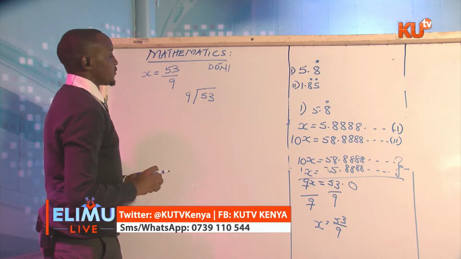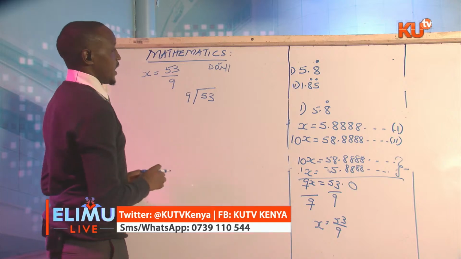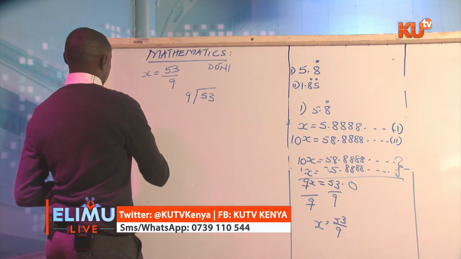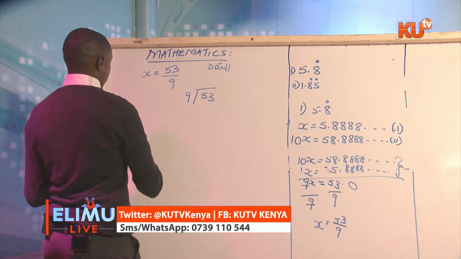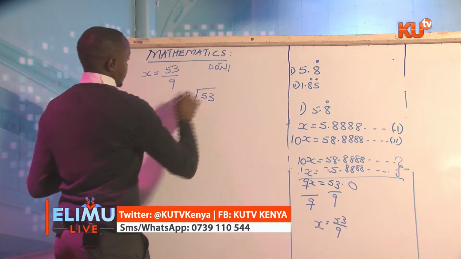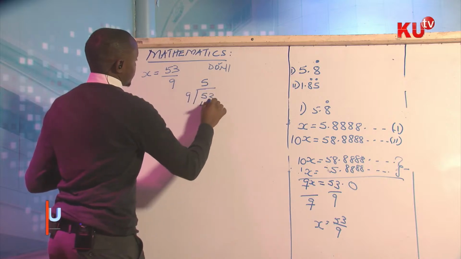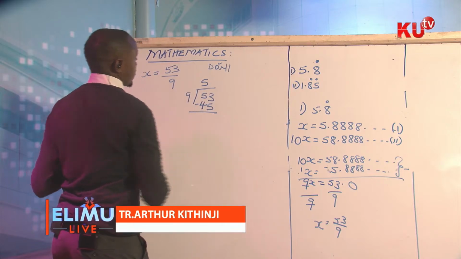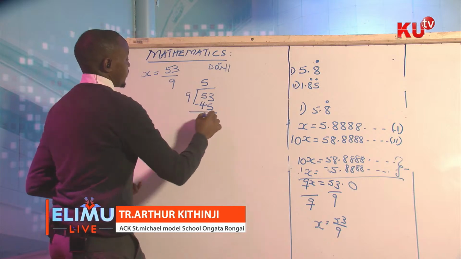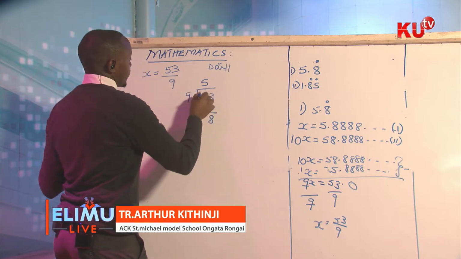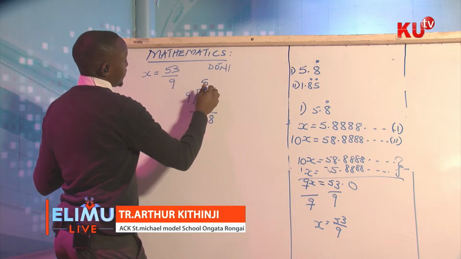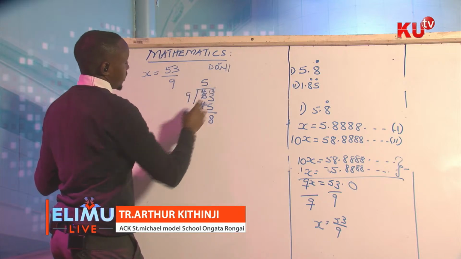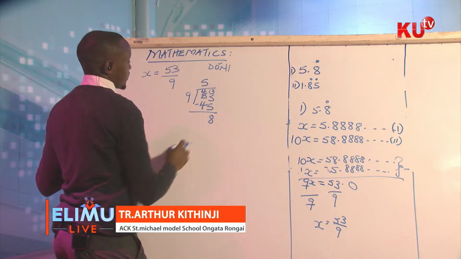So 9 will get into 53 5 times, because of 45. When we subtract, we shall have 13. We borrow 1 from here, so that this is 4 left. And then we add 1 there. That becomes 13. 13 minus 5 is 8.